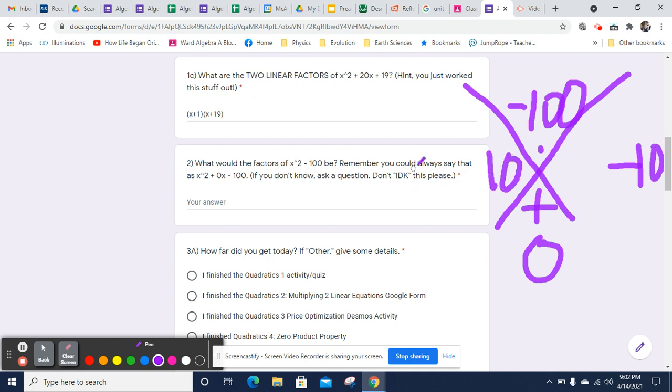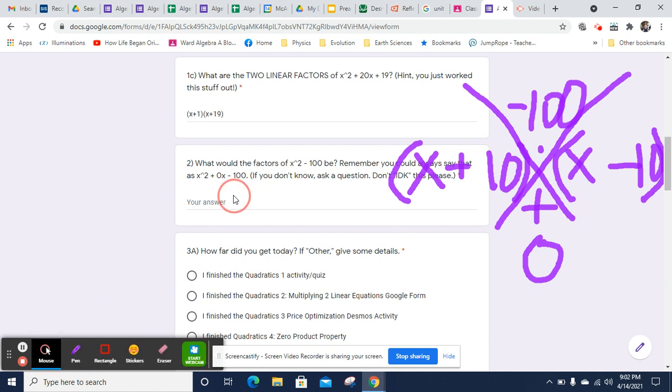Then the factors would end up being x plus 10 and its conjugate, x minus 10. Conjugates are these structures in mathematics where you have a sum and a difference of the same two things. Those are called conjugates. So our factors are, of course, x plus 10 and x minus 10. Those are our linear binomials, or our linear factors, of x squared minus 100.